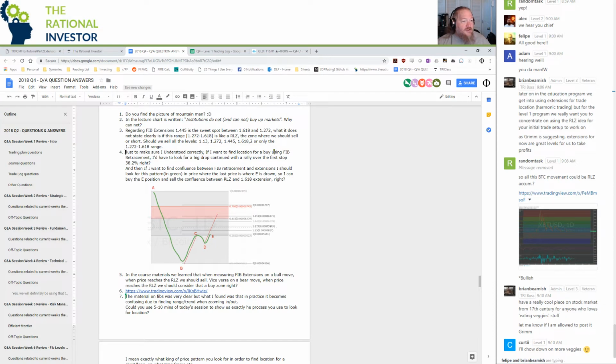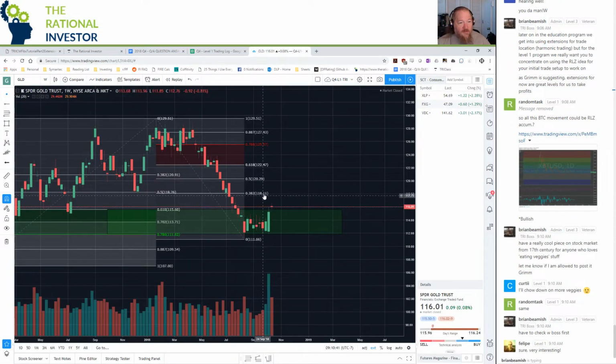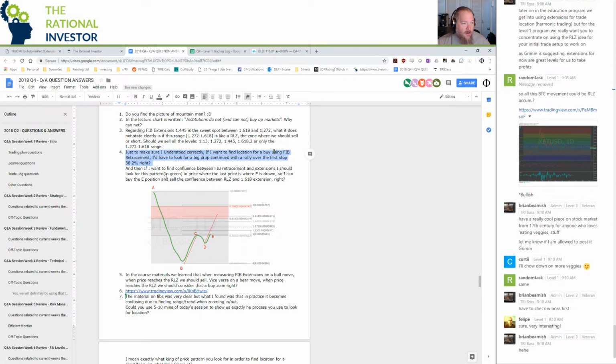So you don't necessarily need to see a confirmation beyond 38.2 in order to get into the trade. But when you're talking about market state, you need a resolution of that level. All right, and then if I want to find confluence between fib retracement and extension, I should look for this pattern in green in price, where the last price is where E is drawn.